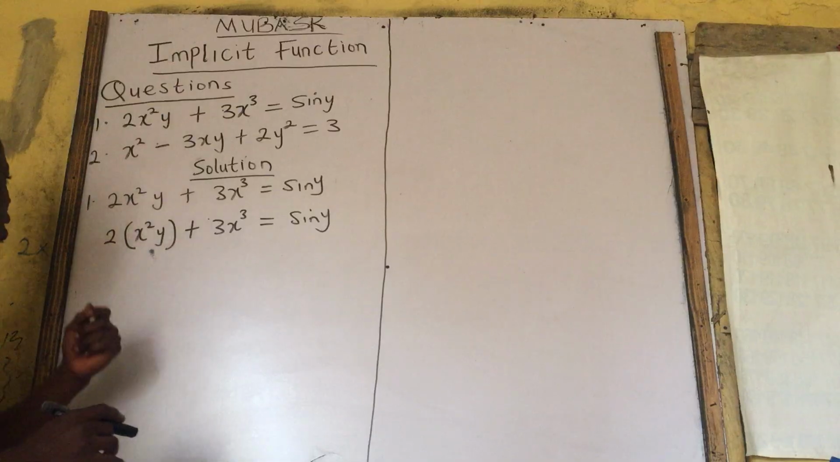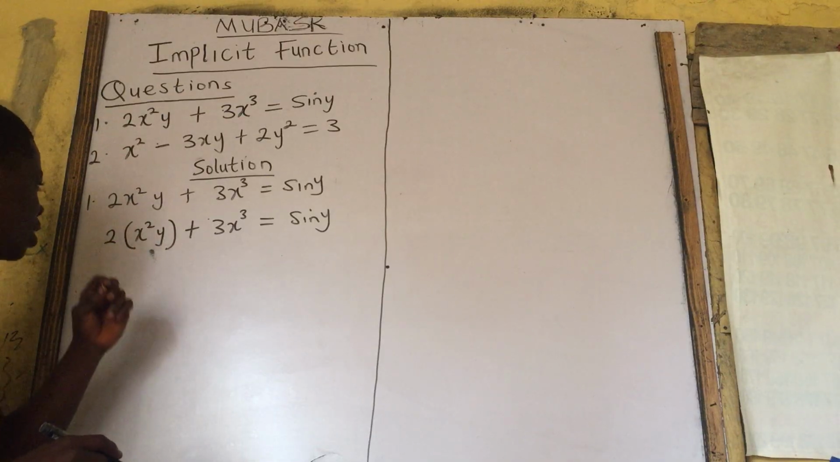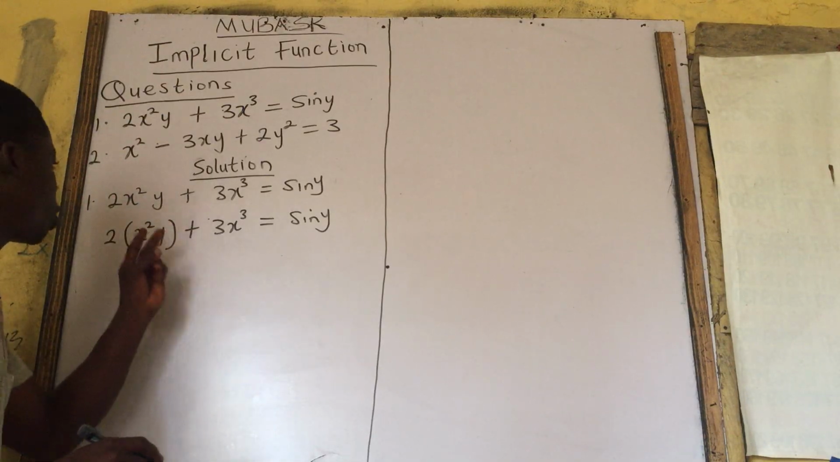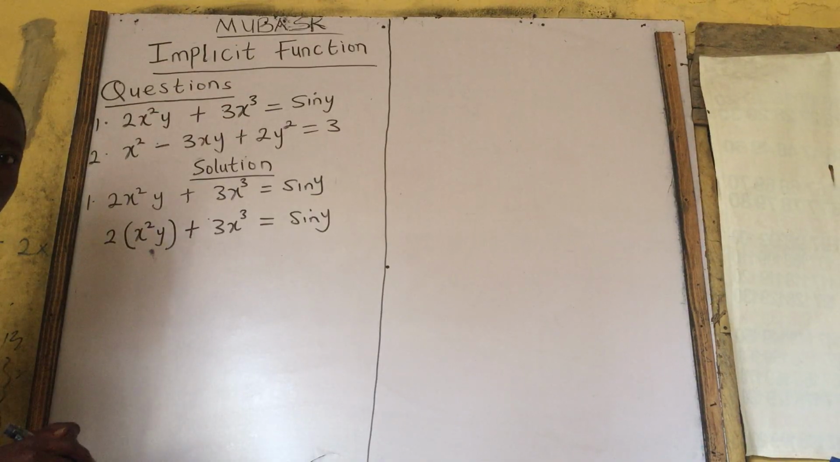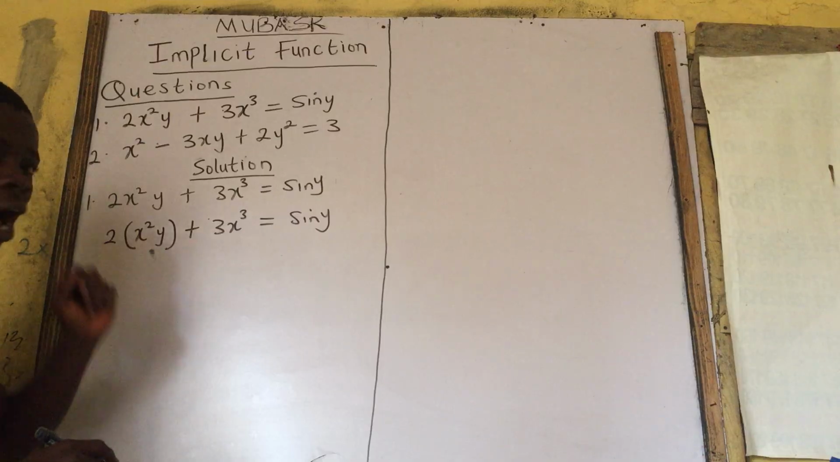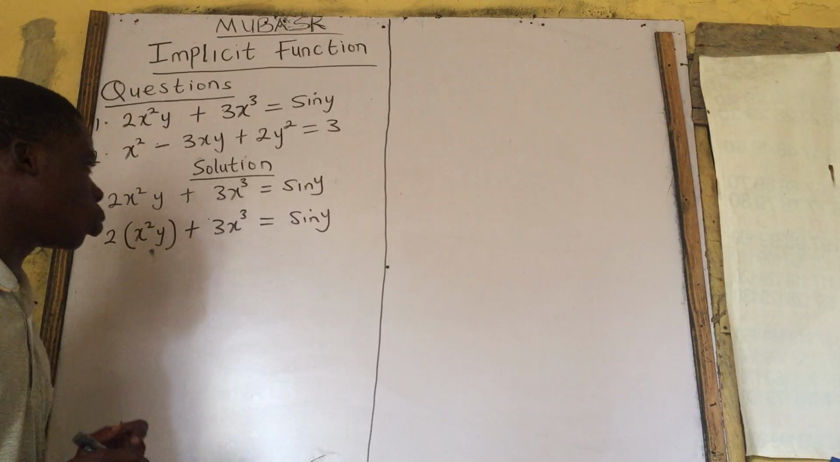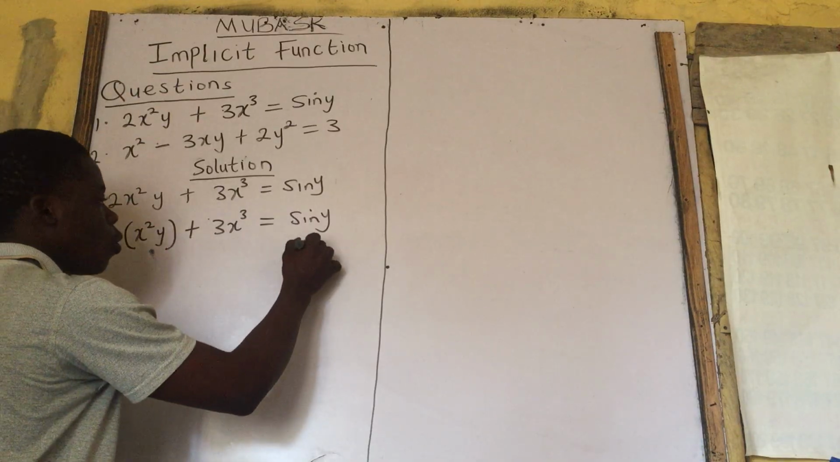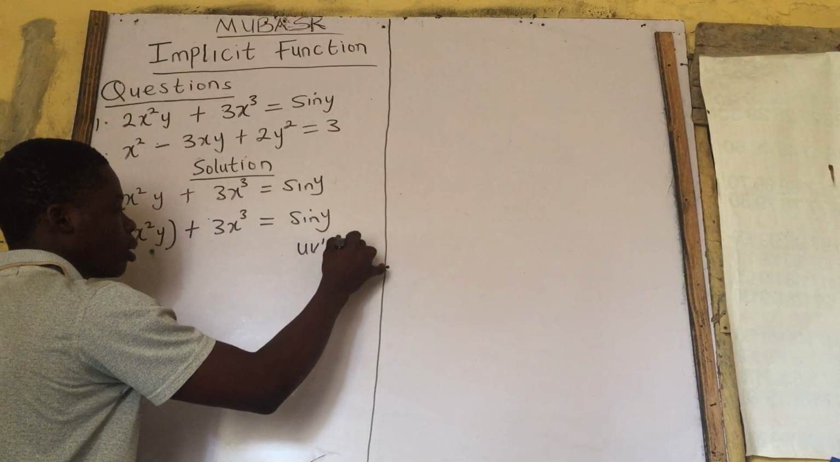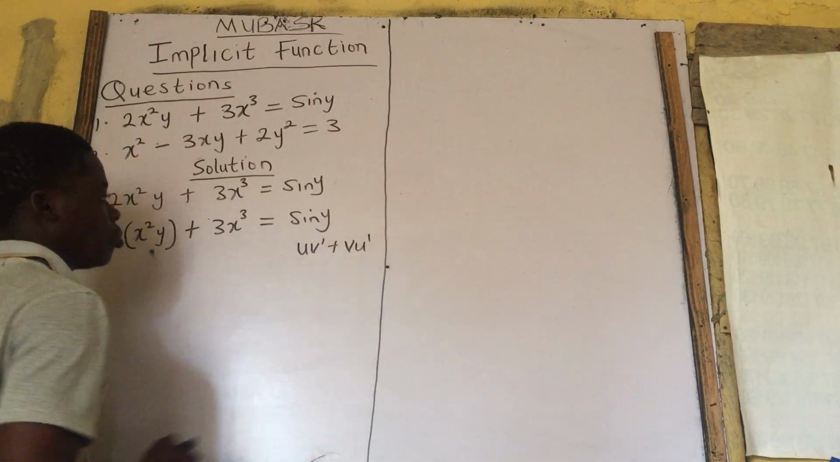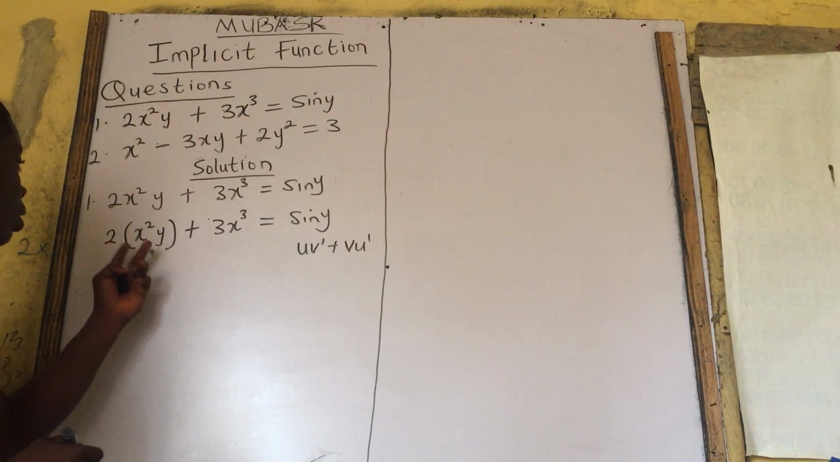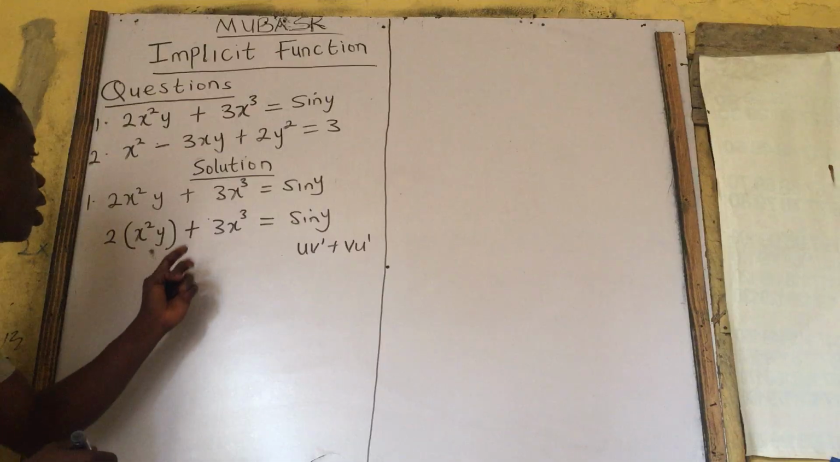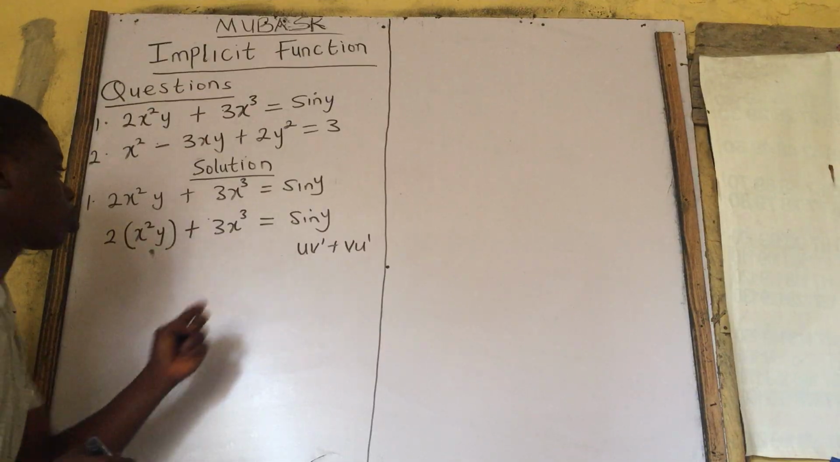But in this question, we have different variables multiplied together, which are x and y. In this case, we have to apply the product rule, which is uv prime plus vu prime. To find this, x and y are different variables, so we have to apply the product rule.